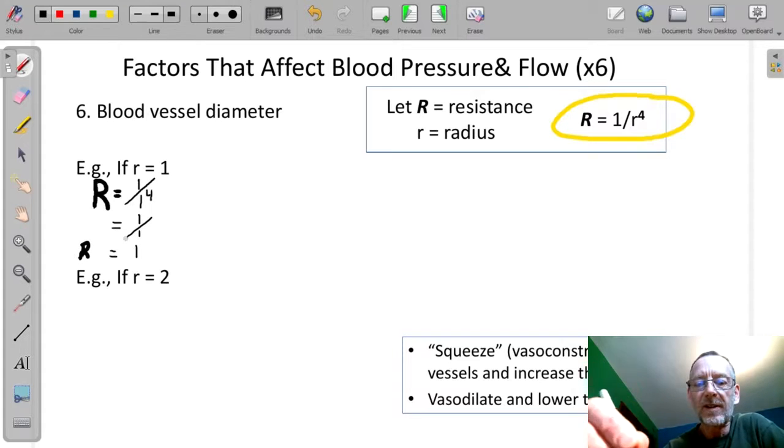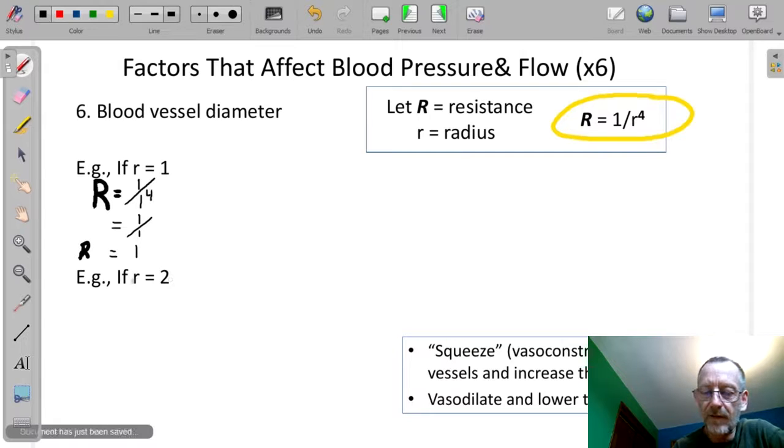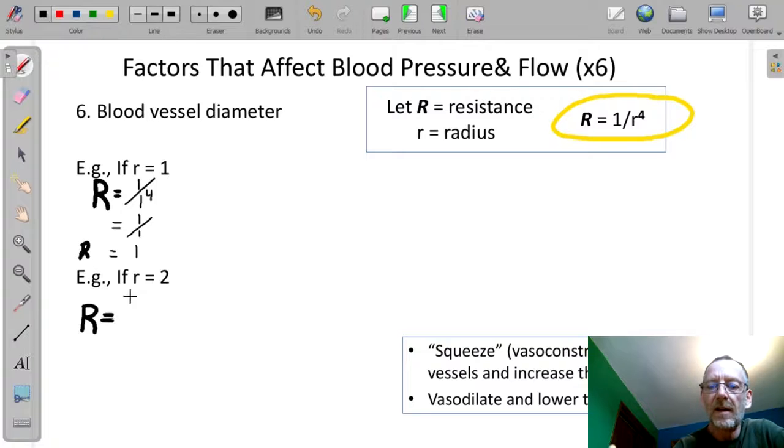And now let's look at it if we change the radius. So here we are doubling the radius. So we went from 1 to 2. So let's do our example again. And we have 1 over 2 to the 4th. And 2 to the 4th is 16. So we have 1 over 16.